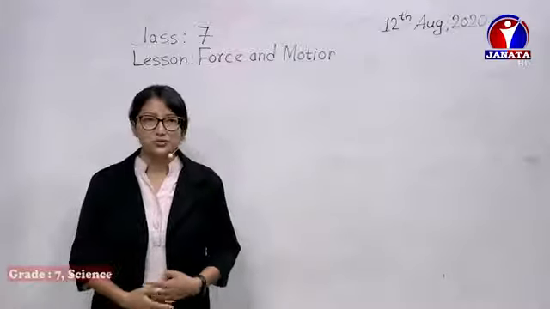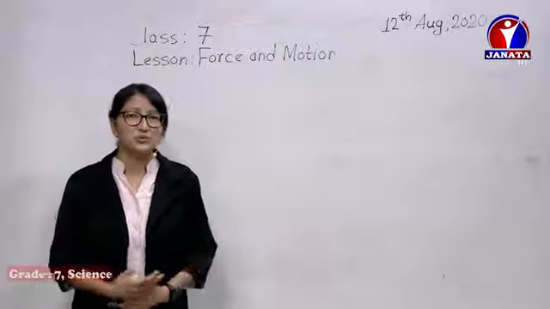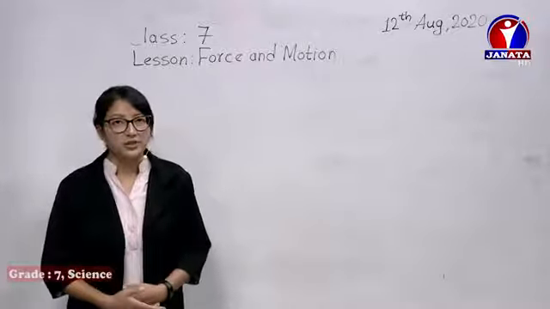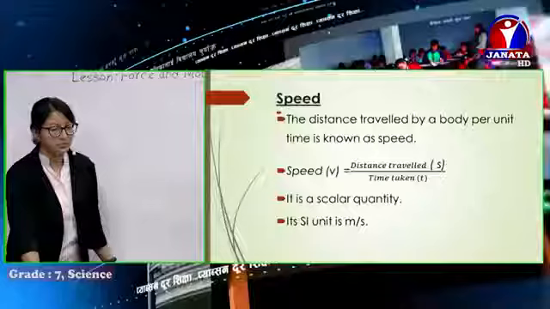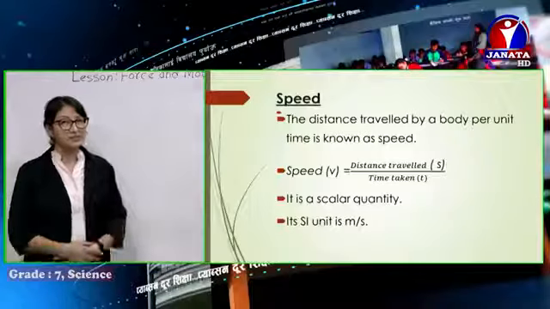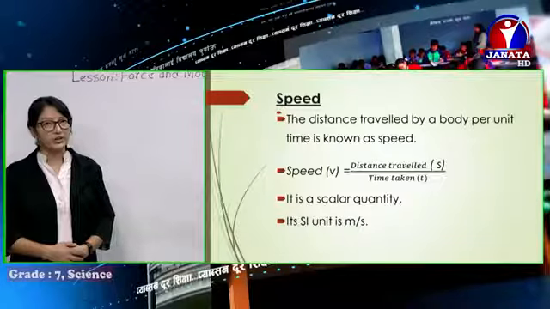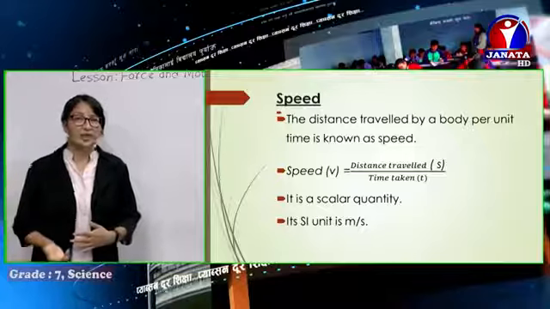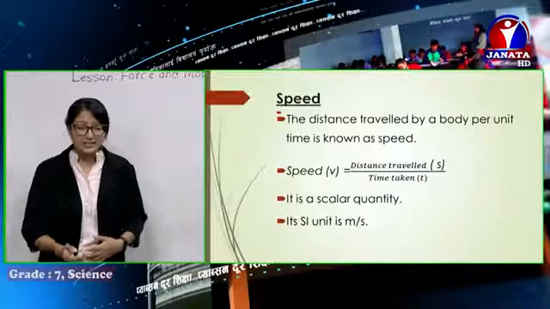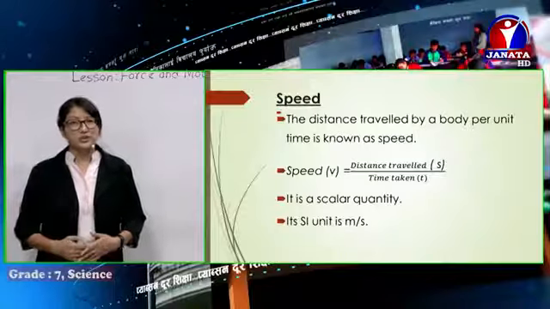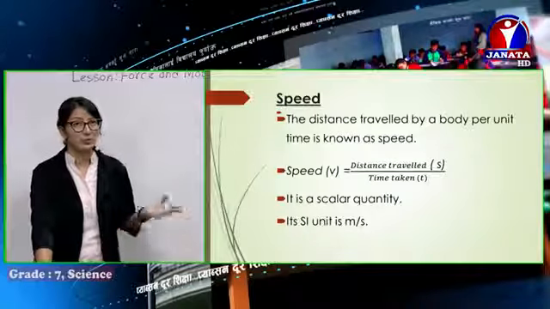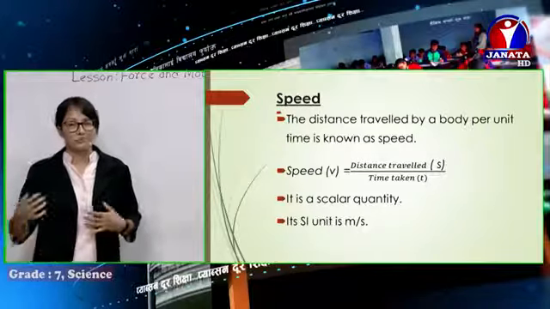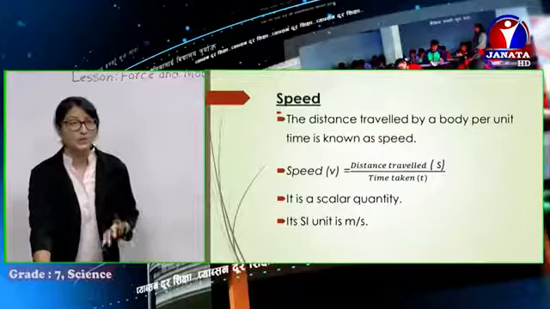So let's get started. First of all, I'd like to revise the things that we did in the previous class, as we are going to solve some numericals related to speed and velocity. Speed, we have described as the distance traveled by a body per unit time. Distance is the total length covered by the body. It's a scalar quantity, and its SI unit is meter per second. Keep in mind the formula: speed is distance traveled per unit time, how much distance is covered in a certain time.